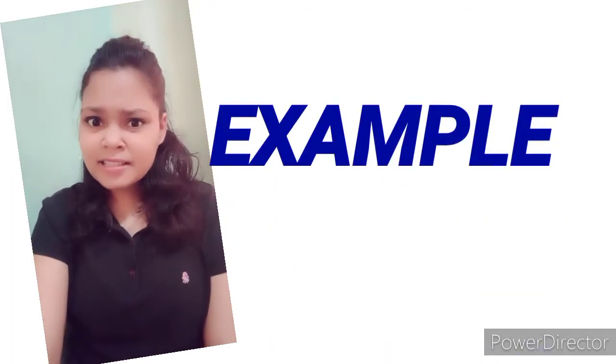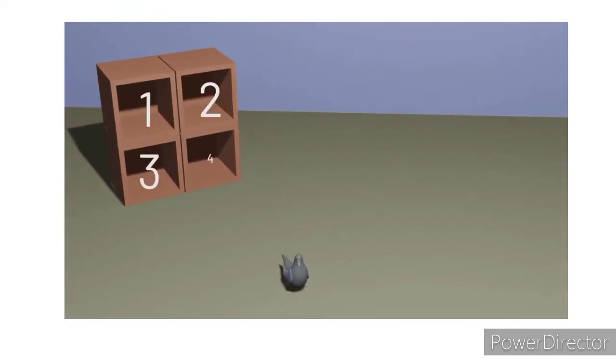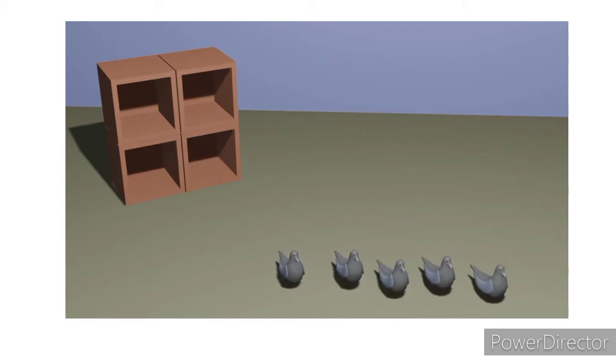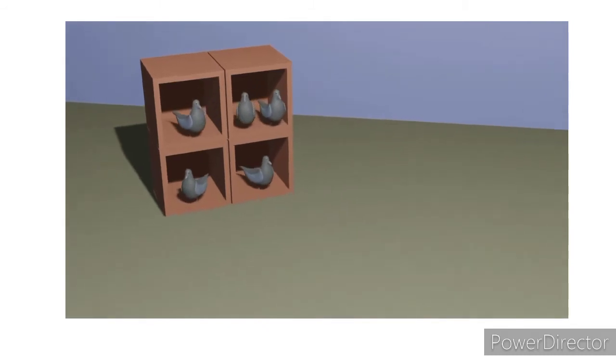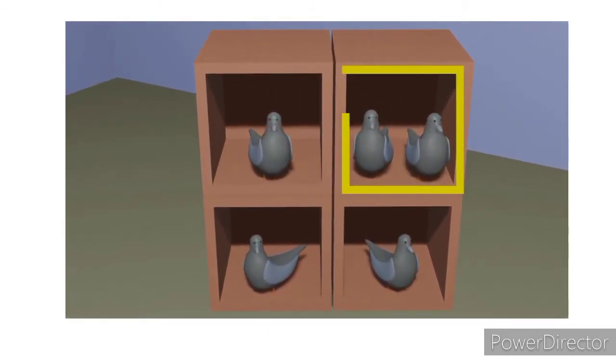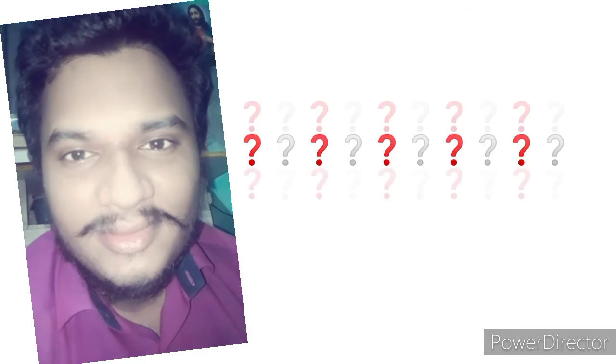Now, let us understand this topic with an example. If there are four pigeonholes and five pigeons are to be placed in these holes, then there exists at least one pigeonhole with at least two pigeons. Good to hear that definition. That was quite interesting. Now, let me ask you a question on that.